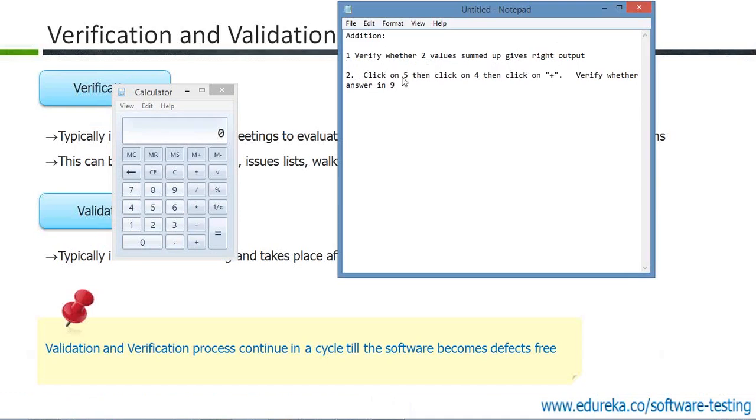as in the form of a sentence or in the form of a document. I'm just giving a very brief explanation just to understand and to go ahead. Okay, we'll see a deep dive session in the next session, maybe tomorrow. Okay, so verify whether two values summed up gives a right output. So whatever the condition that you are writing and whatever the things that you're going to check or test, which you have put up in a sentence is called a test case.